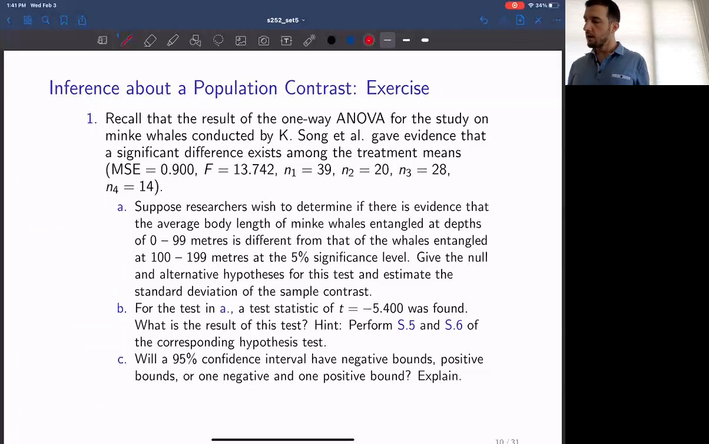Illustrations. Okay, so for the minke whale data, in lecture set 4, we ran a one-way ANOVA. Here are the key outputs from that one-way ANOVA. So the mean squared error is 0.9. The F statistic is 13.742. And we have our 4 sample sizes, N1 to N4.